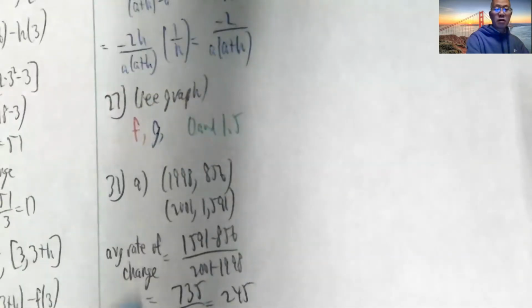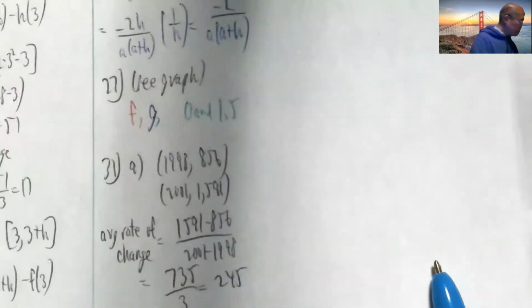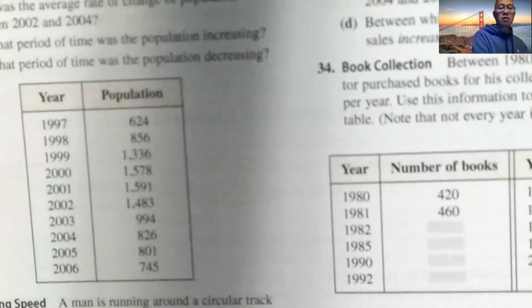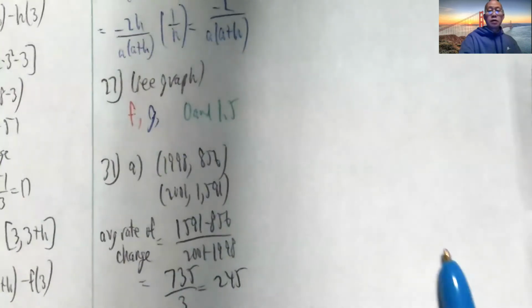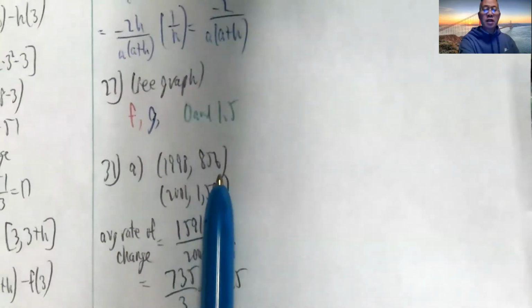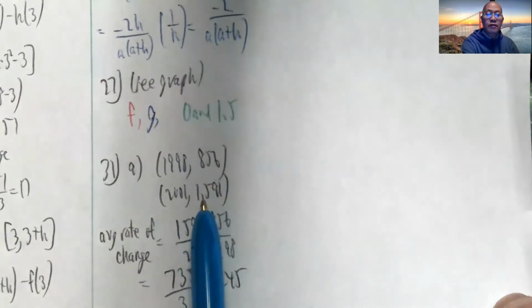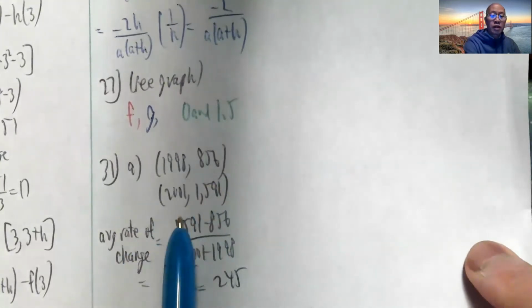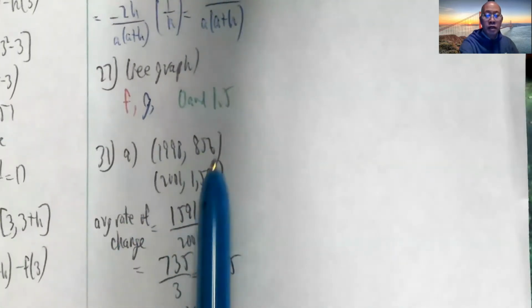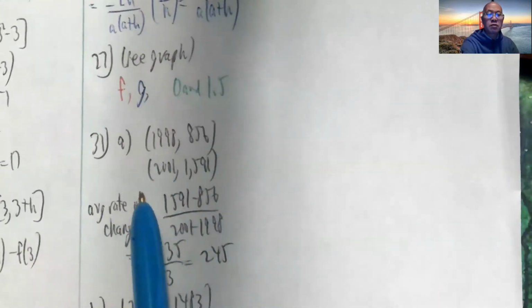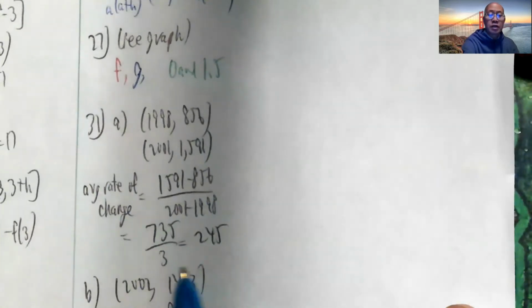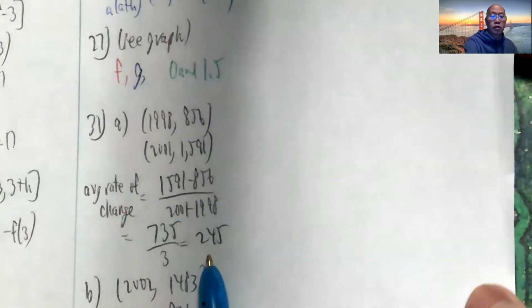Okay. 31A, that involves the population table. So 1998, 856, 2001, 1591. Average rate of change is y2 minus y1, 1591 minus 856, divided by x2 minus x1, 2001 minus 1998, 735 over 3, or 245.